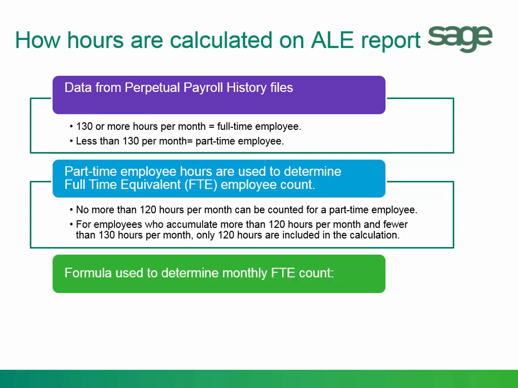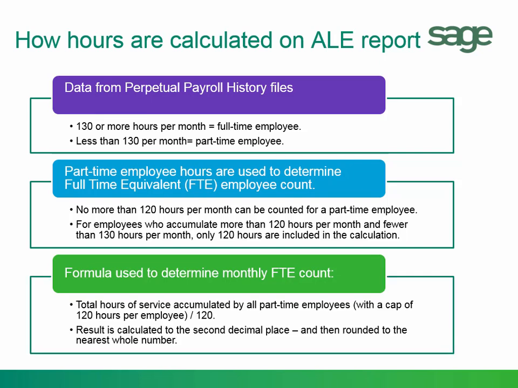The formula used to determine monthly FTE count is the total number of hours accumulated by all part-time employees, with a cap of 120 hours per employee, divided by 120. The result is calculated to the second decimal place and then rounded to the nearest whole number.